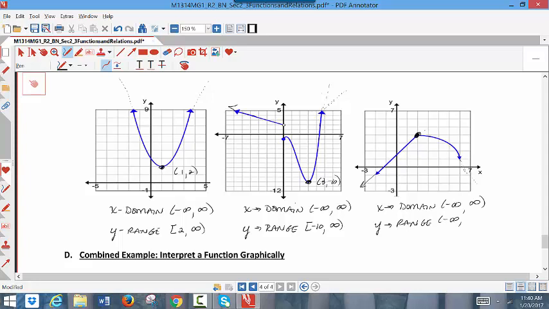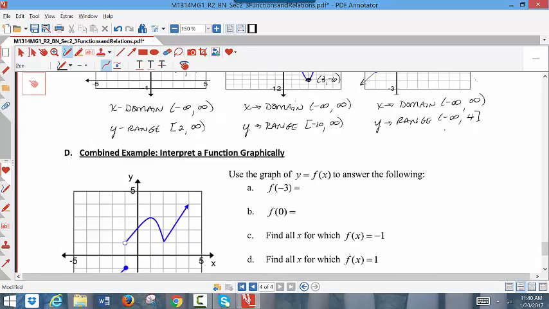right here. This is the point 2, 1, 2, 4. The y value is your range. It's going as high as positive 4. Those take a little practice.